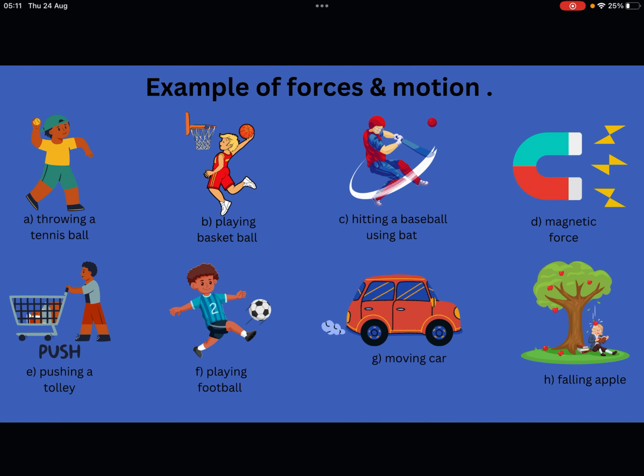So these are examples of force. The first one is throwing a tennis ball. You are applying a force in order to make the ball fly in the air. And the second one is playing basketball.